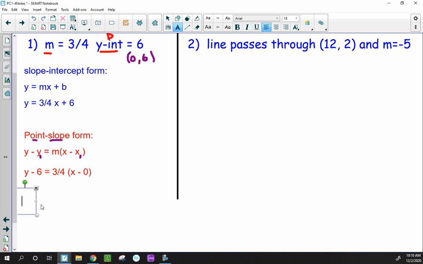All right, standard form. Standard form is ax + by = c, where a, b, and c are numbers, or coefficients. The variables x and y have to be on the same side. A cannot be negative. A and b can't be fractions or decimals. If they are, we've got to fix it.